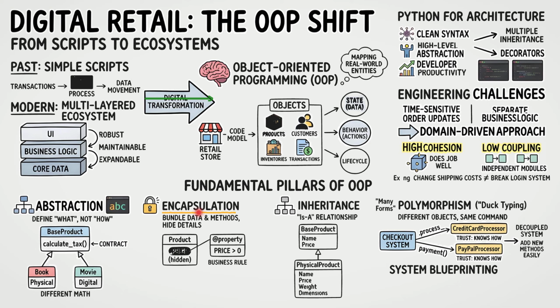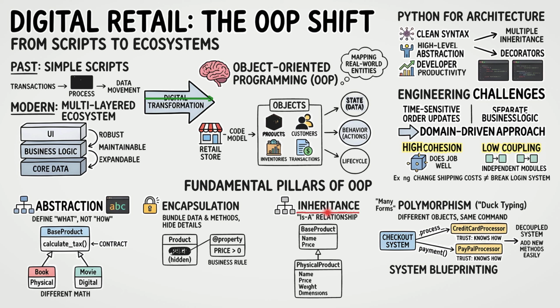The second pillar is encapsulation. This is about bundling your data and your methods together while hiding the sensitive internal details. For example, in our product class, the actual price data is hidden. To interact with it, we route access through a property decorator. This lets us enforce strict business rules, ensuring, for example, that the price is strictly greater than 0.